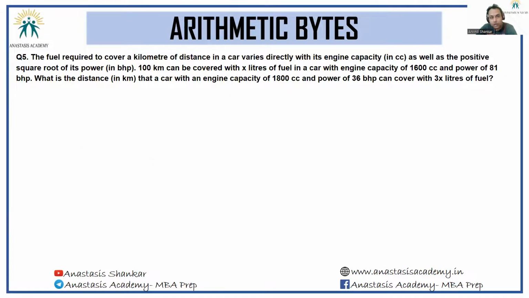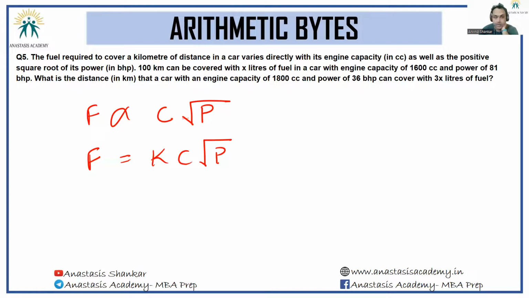Last question. The fuel required to cover a kilometer of distance in a car varies directly with engine capacity, as well as with the positive square root of the power. Okay. So fuel per kilometer is equal to K times C under root P, K being a constant of proportionality. 100 kilometers can be covered with X liters of fuel. So X by 100 will be equal to K into 1600, engine capacity, into under root of power, 81 bhp, so 9.